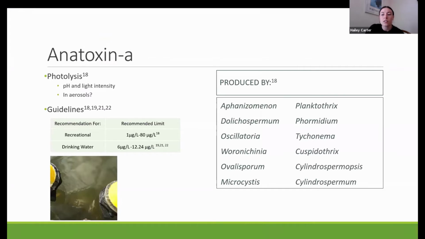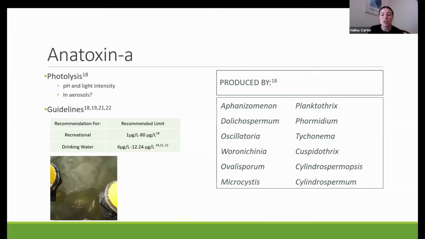So anatoxin is produced by a variety of different cyanobacteria. You can see them listed over here on the right. In terms of degradation, anatoxin undergoes rapid photochemical degradation. Its half-life has been recorded anywhere from 1 to 2 hours, all the way up to several weeks. So anatoxin's rate of degradation is heavily influenced by pH and by light exposure.